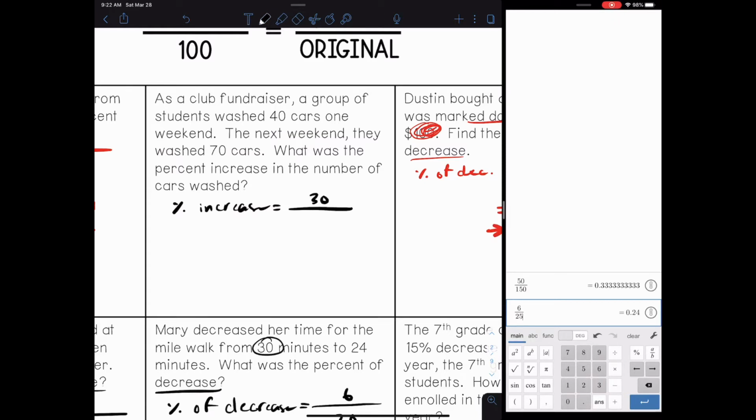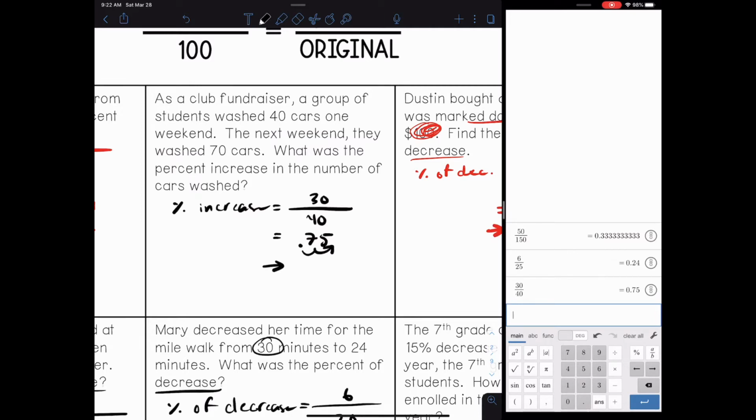How much was the original amount? Well, the original time they washed 40 cars. So 30 divided by 40, we get 0.75. And your job is to write this as a percentage. So 1, 2. And that is going to be how much? 75%. Increase or decrease? Increase, right? So they had a 75% increase the next time around.